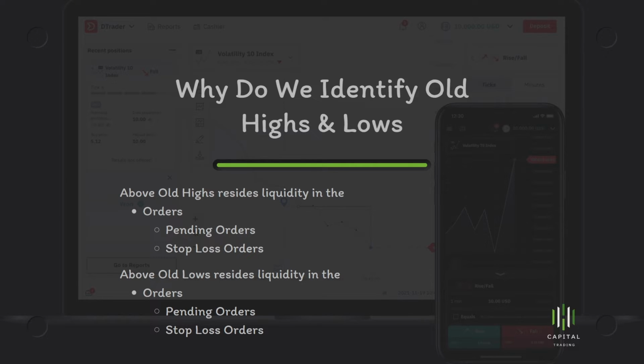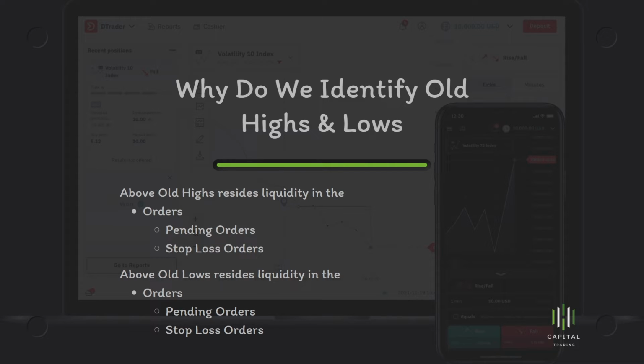So the main question is, why do we identify old highs and lows, right? Above old highs resides liquidity, and when we talk about liquidity in this series, we are talking about orders. When you talk about orders, this involves pending orders from buy limits, sell stops, or just orders that have been executed, which are stop loss orders.